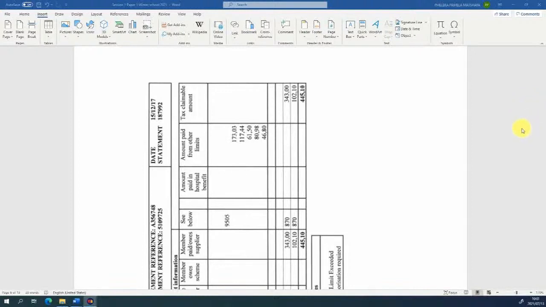What else is there? Quite a bit. There you see below, look at the column where it says see below. You see there are codes there, 9505, okay? Another code lower down is 817, okay? And then you see the summary of codes. What does 9505 mean? It means pre-authorization is required.